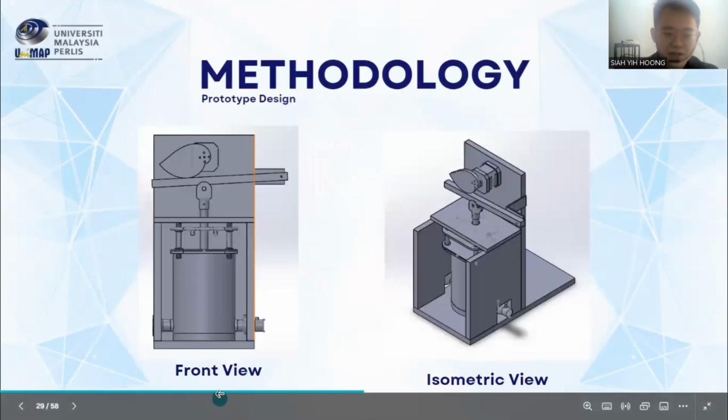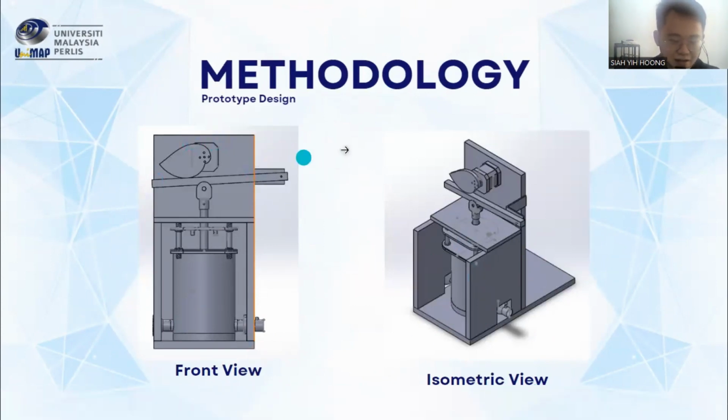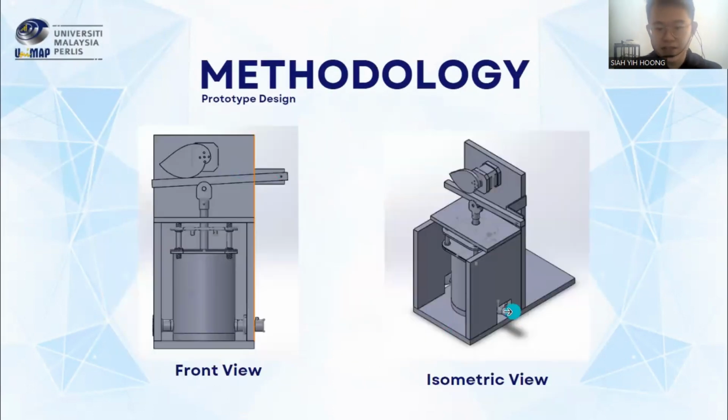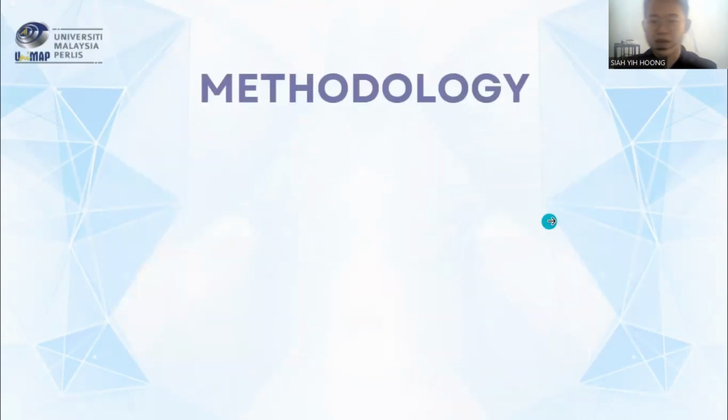This is the front view and this is the isometric view of my prototype design. We can see that this project applies a plate cam and a roller follower. I also added a leverage system right there because it greatly reduces the force required to push down the follower. This side will be the valve, the in and out air valve.